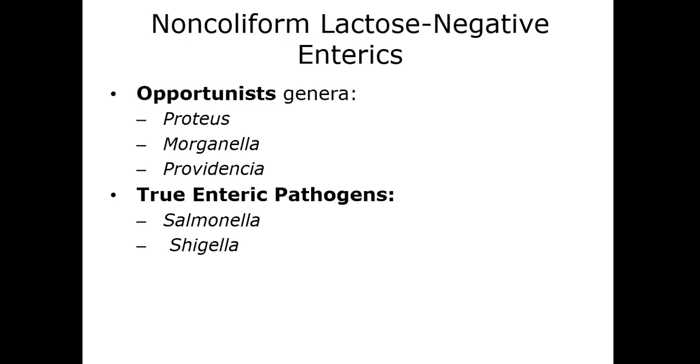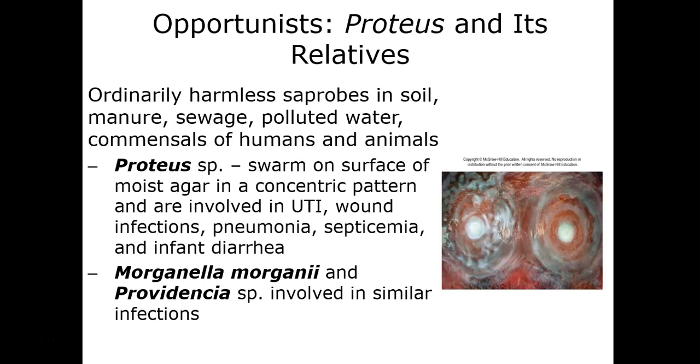We have the opportunists, things like Proteus, Morganella, and Providencia. And then we'll focus a lot of our time on the two enteric pathogens, which are true pathogens, Salmonella and Shigella, which are similar but have some key differences between them. So ordinarily, these are extremely harmless. They are saprobes, which lead to degradation of organic matter and can also be part of our intestinal tract for humans and animals.